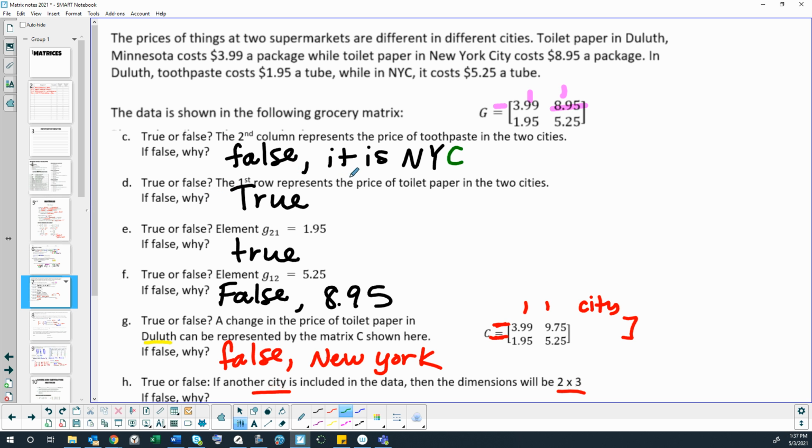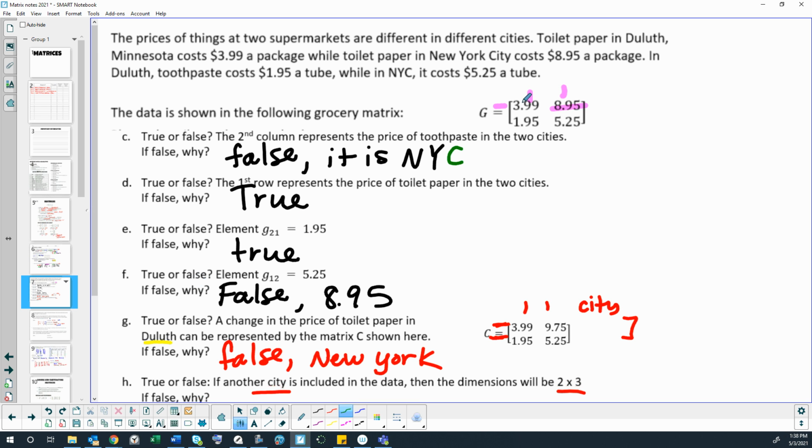Question D, the first row represents the price of toilet paper in the two cities. Did we say that this first row was toilet paper when we did question 1? Yes, we did. Yeah, the top row was toilet paper, the bottom row was toothpaste. So yes, that one's true. E, true or false, is element G 2, 1, 195? So 2, 1, that would be row 2, column 1. Is that 195? Yes, it is.